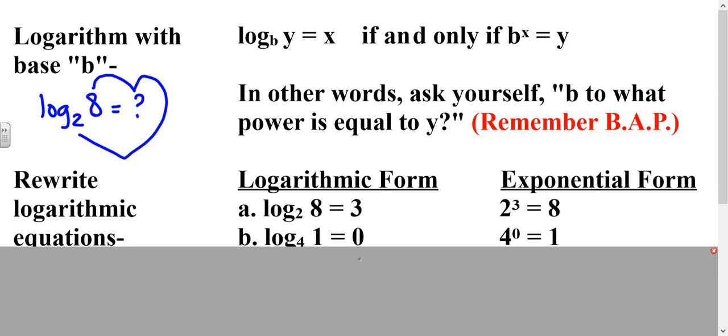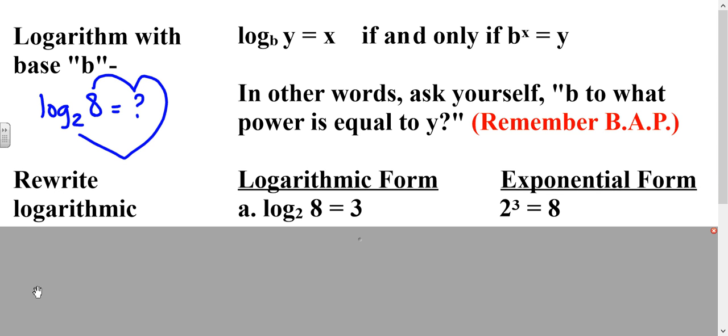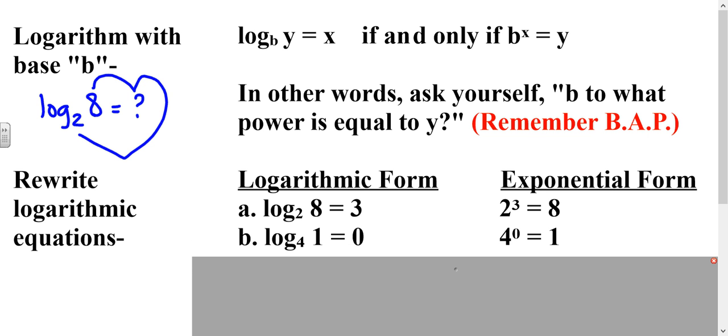So for example, if it says rewrite logarithmic equations, we have a logarithmic form and we have the exponential form. So if I have log base 2 of 8 is equal to 3, if I do BAP, I have base, answer, power, then 2 to the third power equals 8. That would be the exponential form. Another example would be if I have log base 4 of 1 equals 0. What I'm saying is 4 to the 0 power equals 1. So you can do BAP or you can do the heart method.